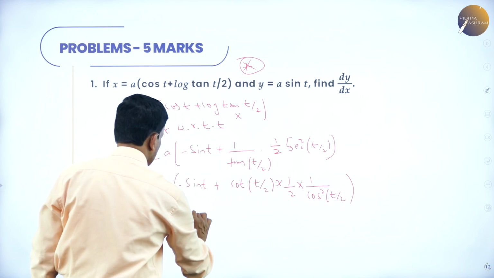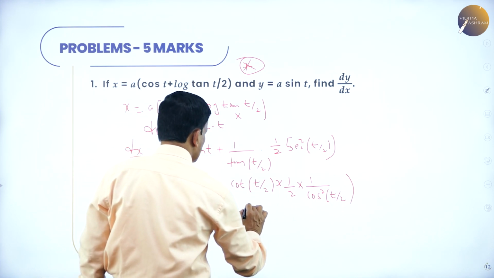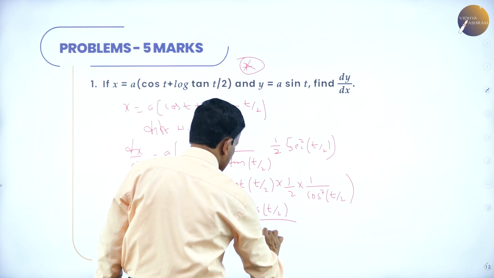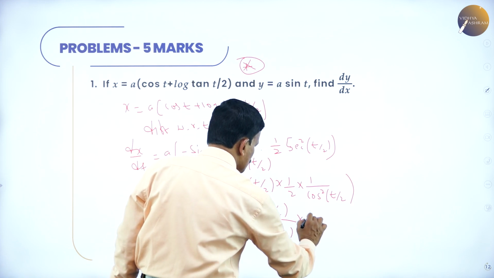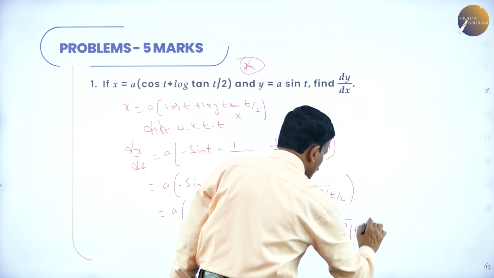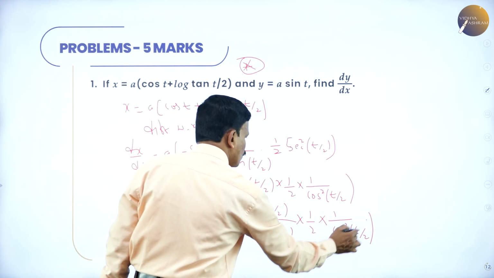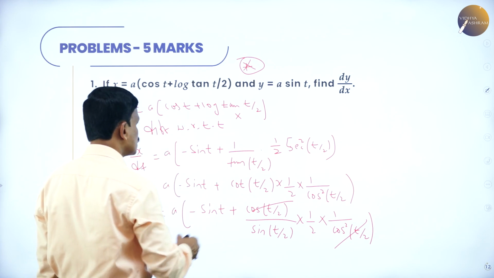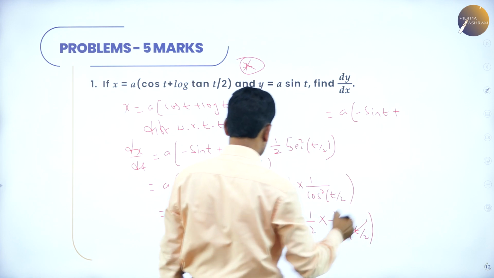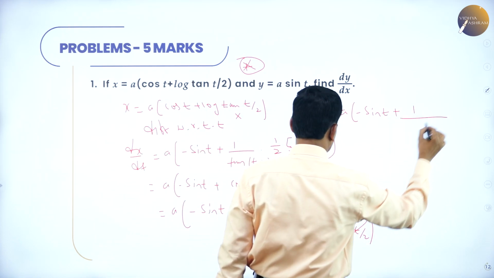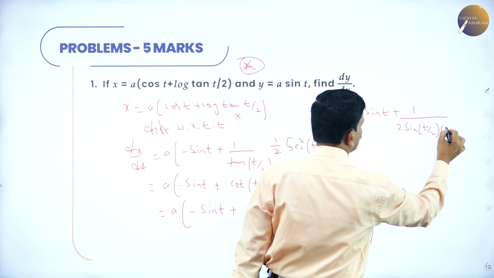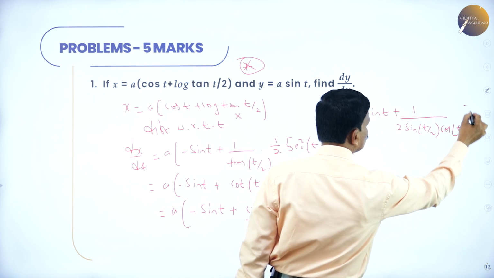Now, this is equal to a into (minus sin t plus cot, which can be written as cos by sin, cos t by 2 divided by sin of t by 2, into 1 by 2 as it is, into 1 over cos square t by 2). Now, cancel the terms which get cancelled. One cos in the numerator and denominator gets cancelled. What we have here is a into (minus sin t plus, in the numerator, 1 divided by, putting it in order, 2 times sin t by 2 and cos t by 2).